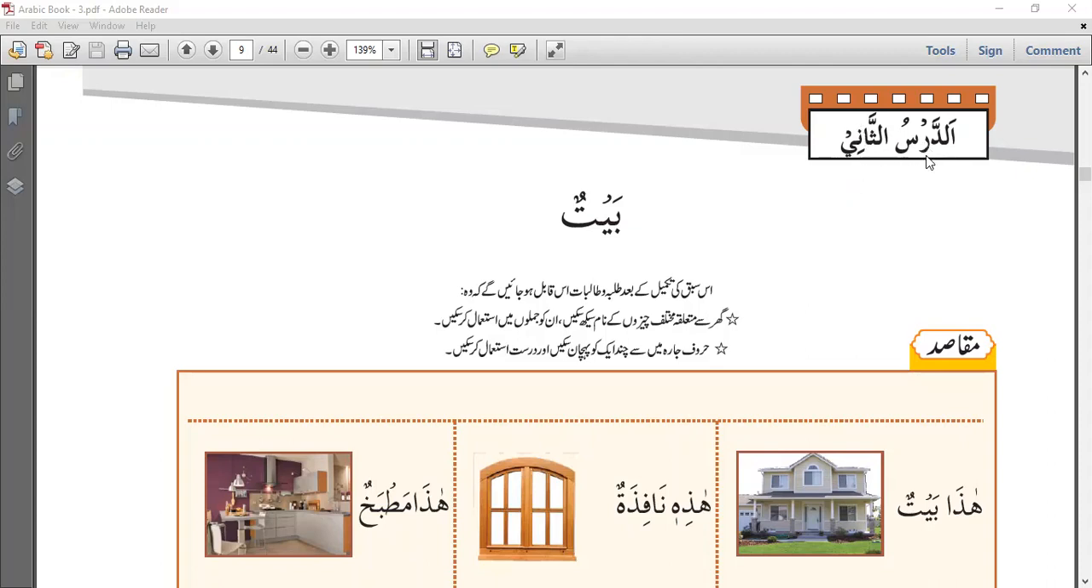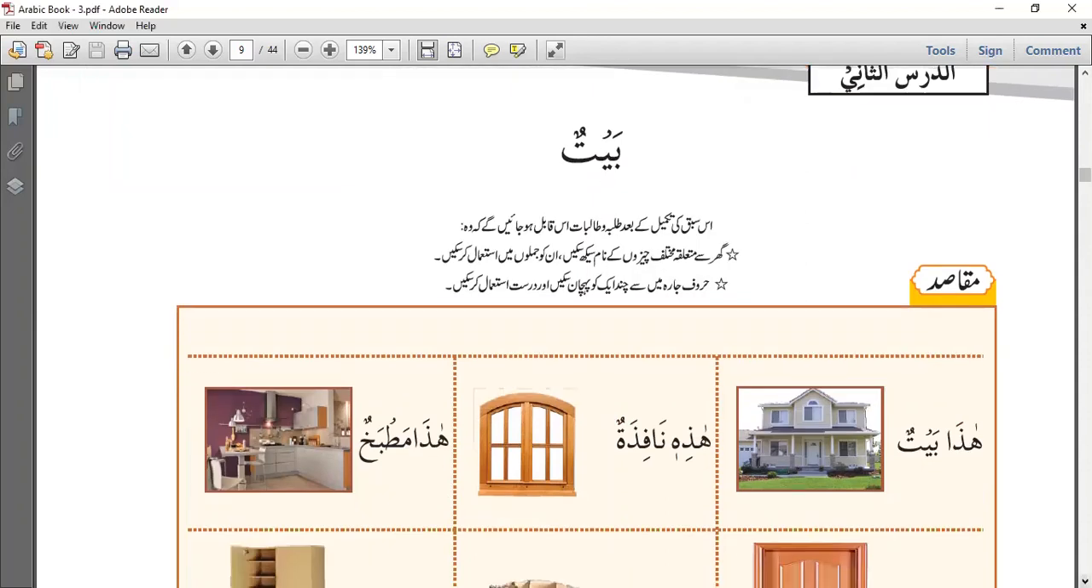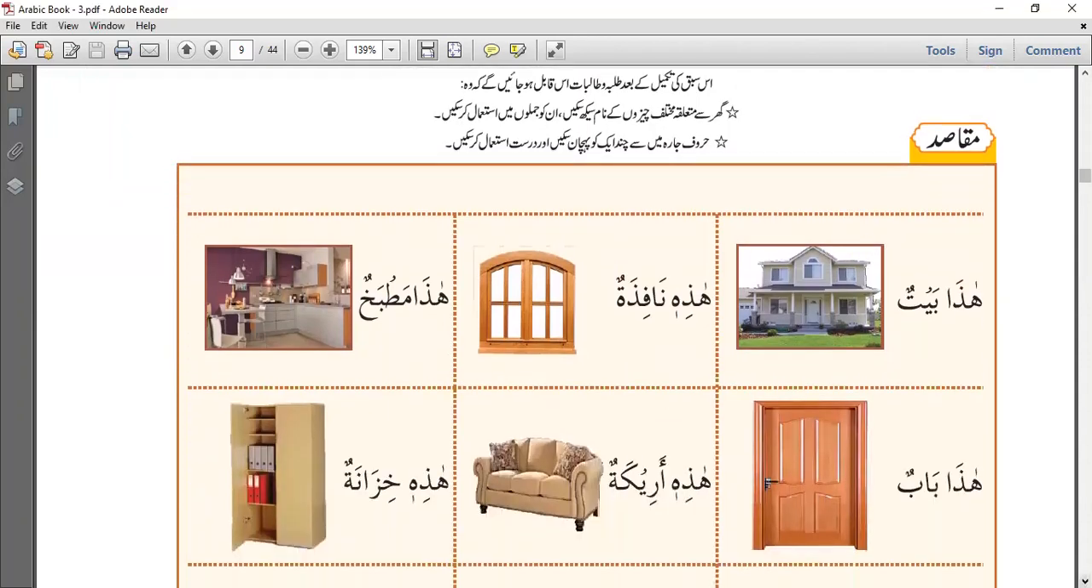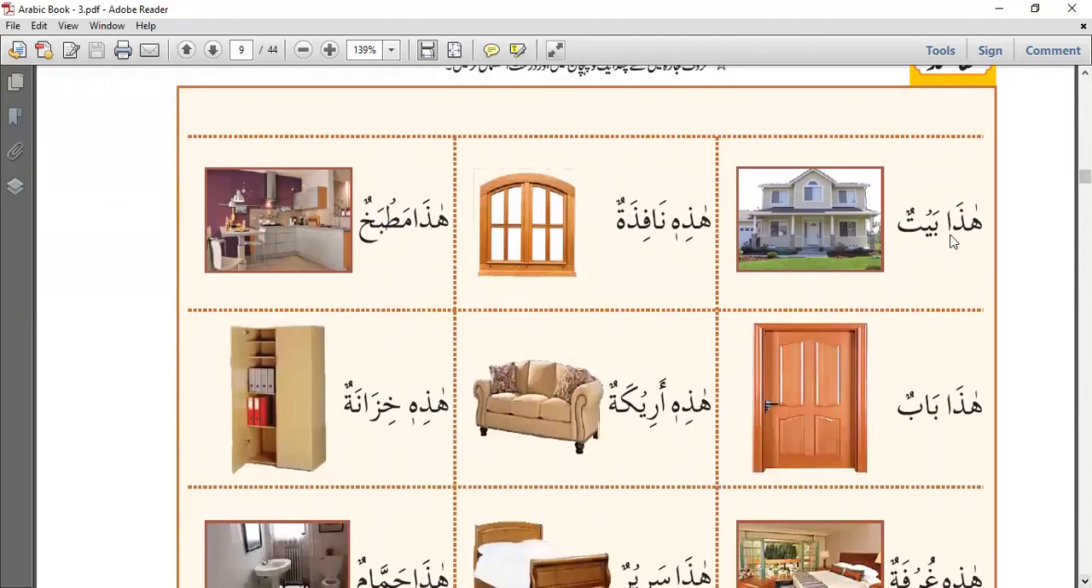Lesson number 2. And the name of the topic is Baytun. Baytun, as you know, we have learned this word in the previous unit also. Baytun means house. هذا بيتون. Again, this is a house. هذه نافذة. This is a window.